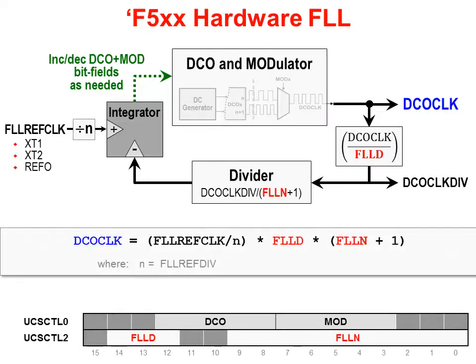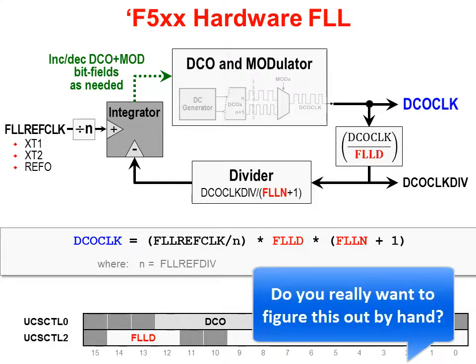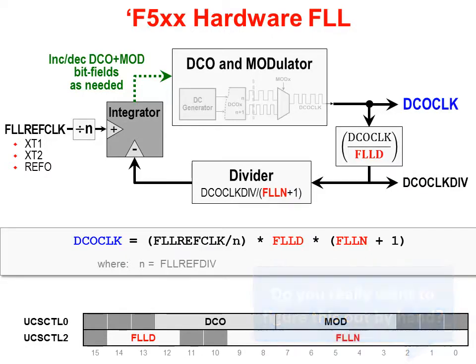Finally, here's an equation that describes how the FLL hardware works. You can calculate the output for DCO clock by plugging in the FLL reference clock and the various divide values that are all bit fields in the UCS control registers. But do you really want to have to calculate that by hand? Wouldn't it be nice if there was a function that would do that for you? Let's turn to the next slide and look at the driverlib function that helps us out with that.